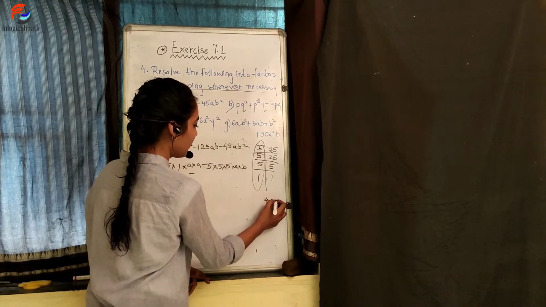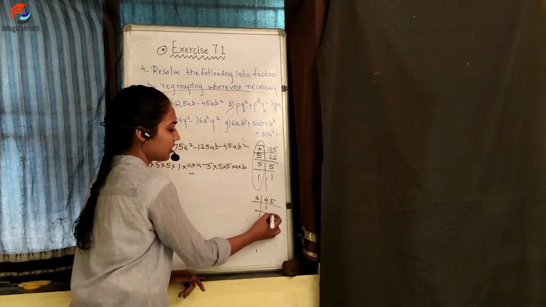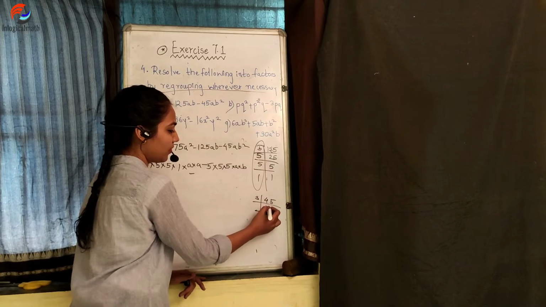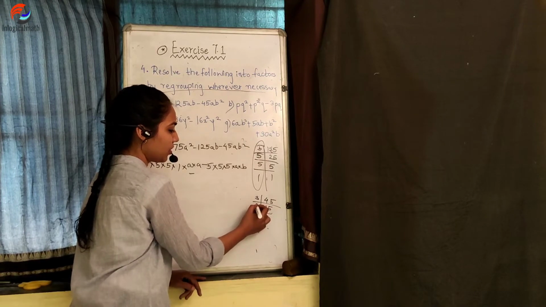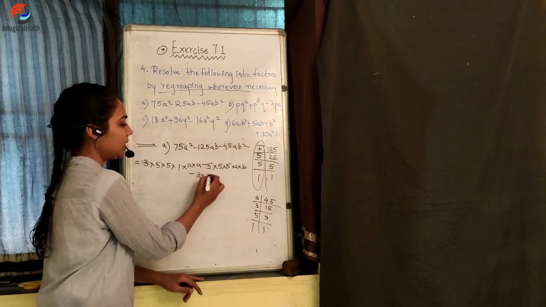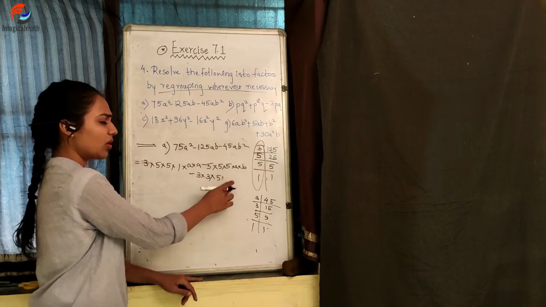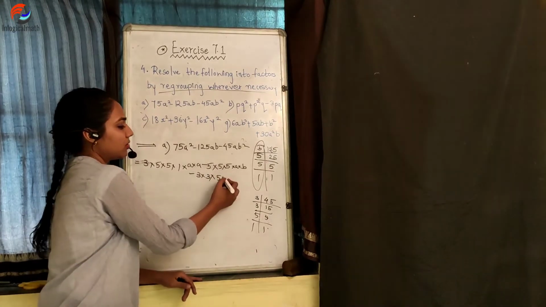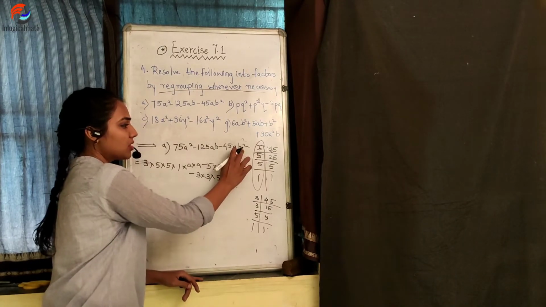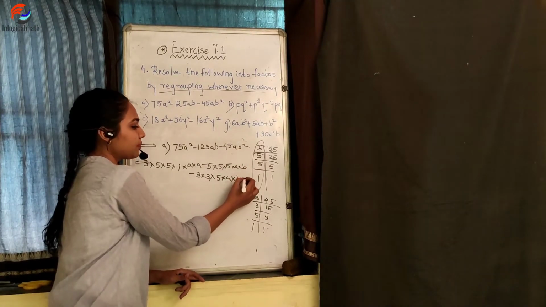So 45, factors of 45. 3 15s are 45, 15 is 3 5s. So the factors of 45 are 3 multiply 3 multiply 5 multiply 1. If you don't want to write 1, it's okay. So multiply A, B square. B square means B multiply B.